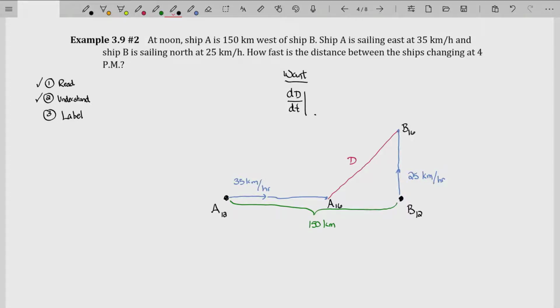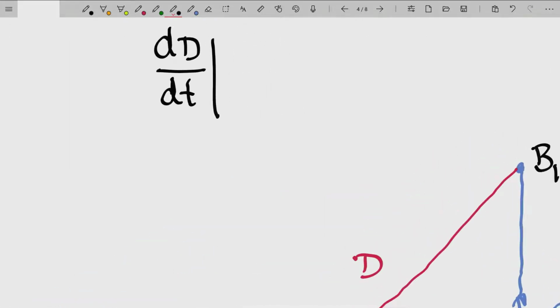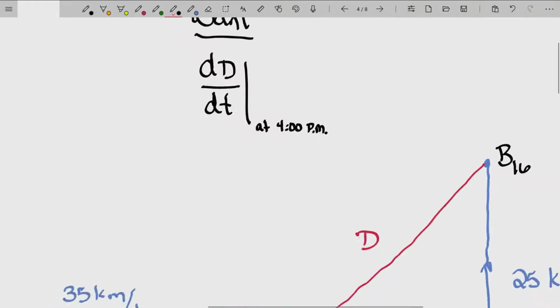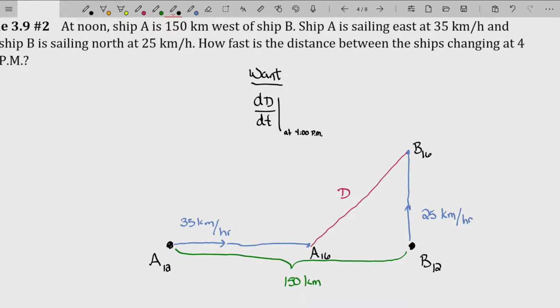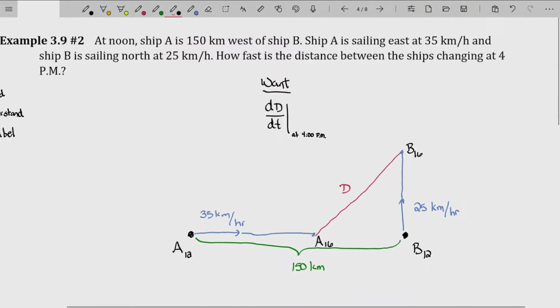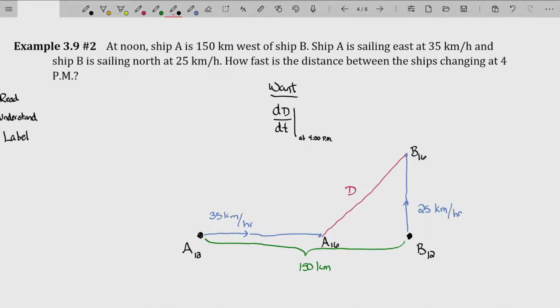Maybe I should just write that. At 4 p.m. I want to know how quickly that distance is changing at 4 p.m. That's the only thing I want. I don't want anything else. But they gave us some information here. So let's see what we were given.